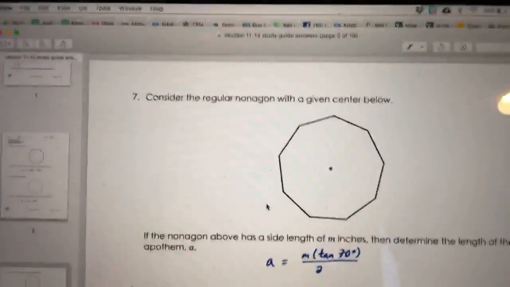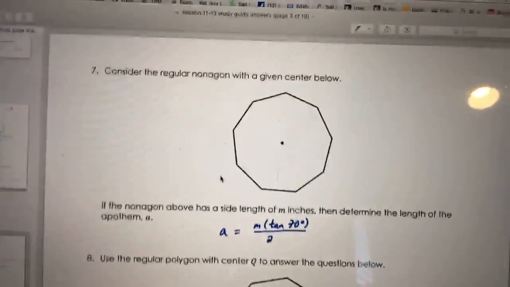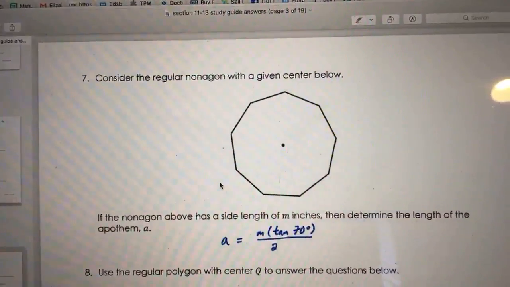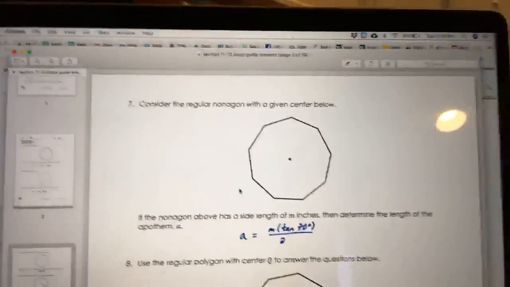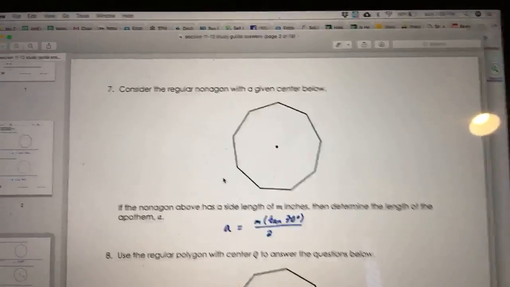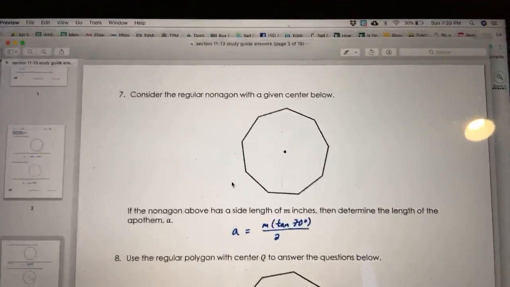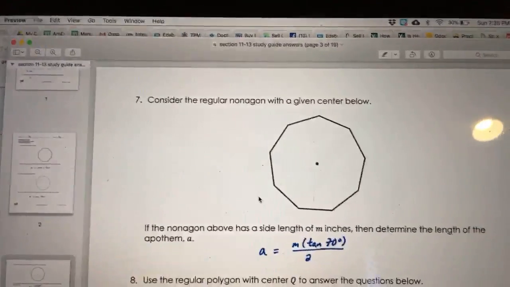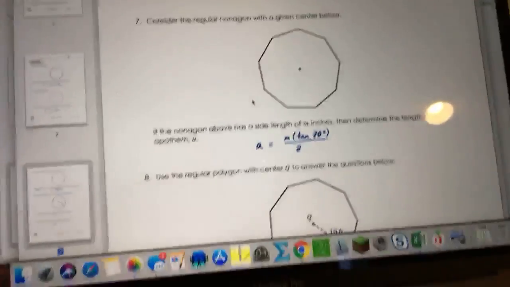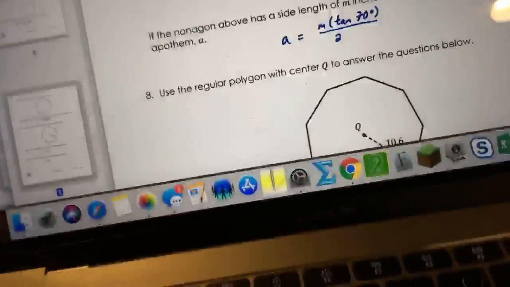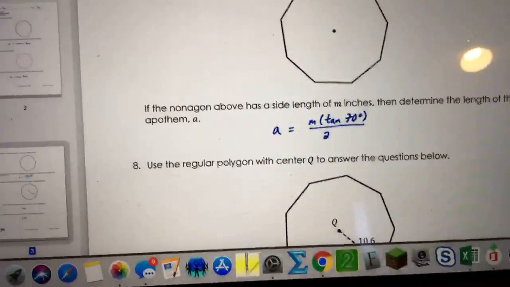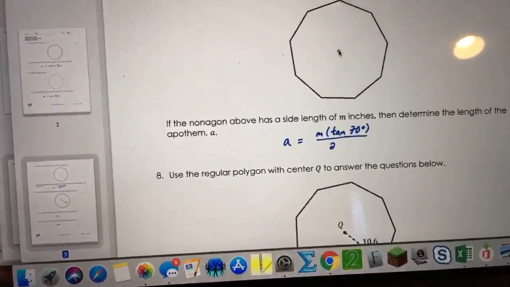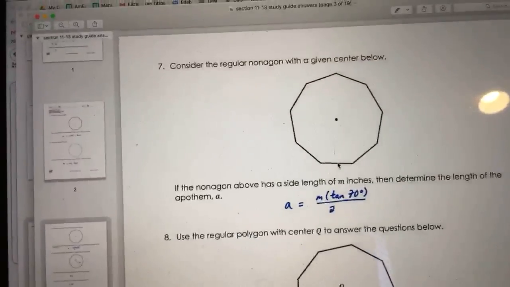so Ava and Atia, if you look at this problem right here, consider the regular nonagon with a given center below. If the nonagon above has a side of m inches, then determine the length of the apothem a. Okay? And I wish I could draw on here the way I would normally. But I can't. So what I want us to do is to go ahead and think about drawing the apothem from here to this side right here. Okay?